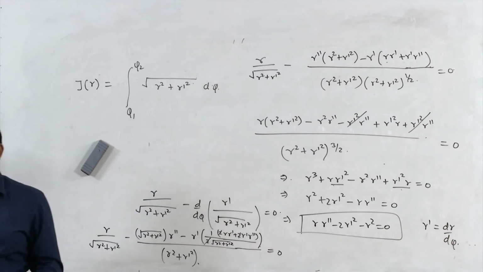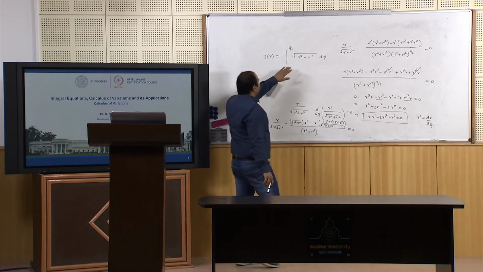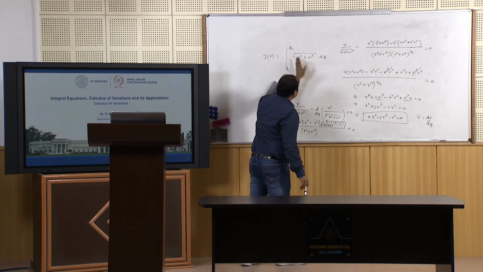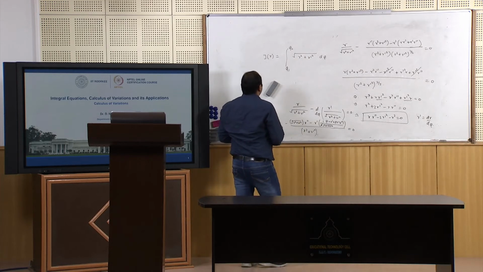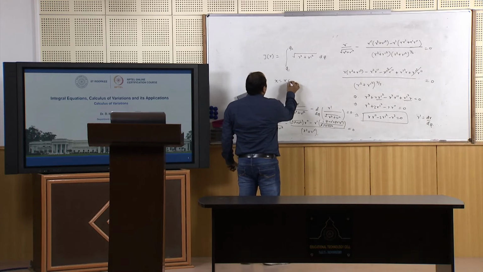So for that, we use the change of variable, that is x equal to r cos phi and y equal to r sin phi. So what we try to do here, in place of polar coordinate system, we want to consider the same problem in a rectangular coordinate system. So here we take x equal to r cos of phi and y equal to r sin of phi.